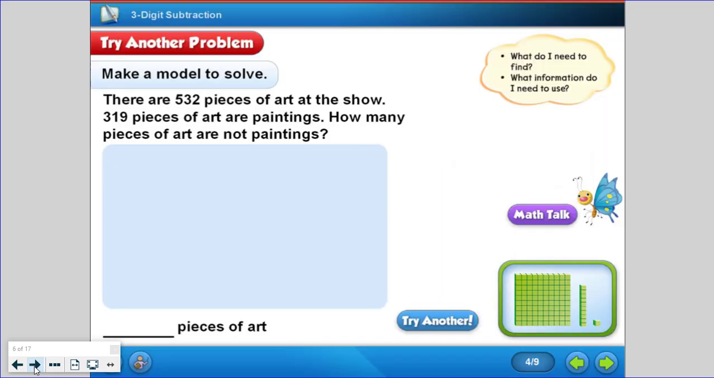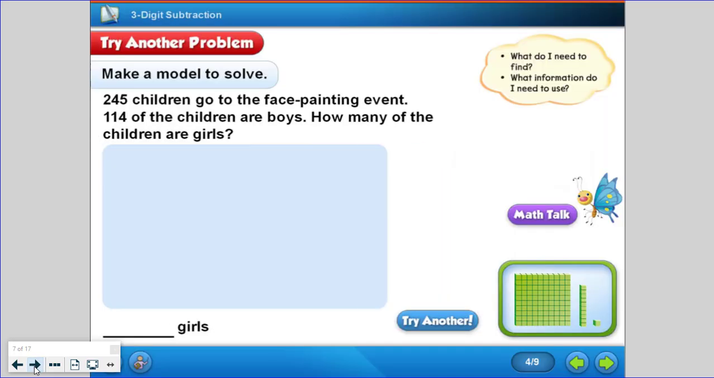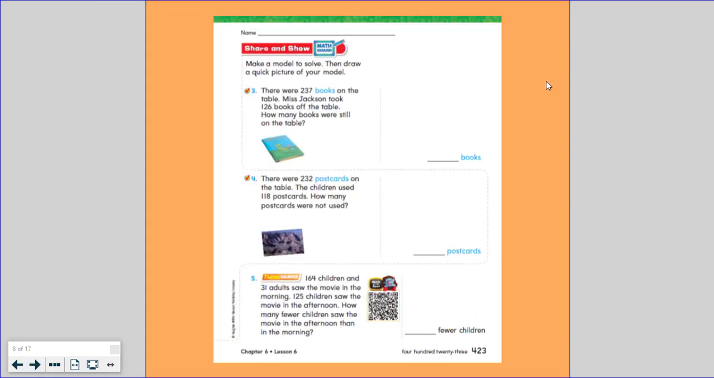Alright, let's continue. Page 423. More story problems. Make a model to solve, then draw a quick picture of your model. And number 3 says there are 237 books on the table. Miss Jackson took 126 books off the table. How many books were still on the table? Go ahead and pause your video and solve it.